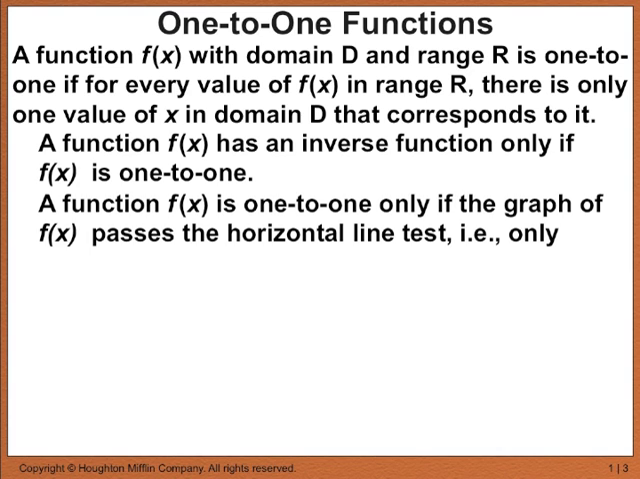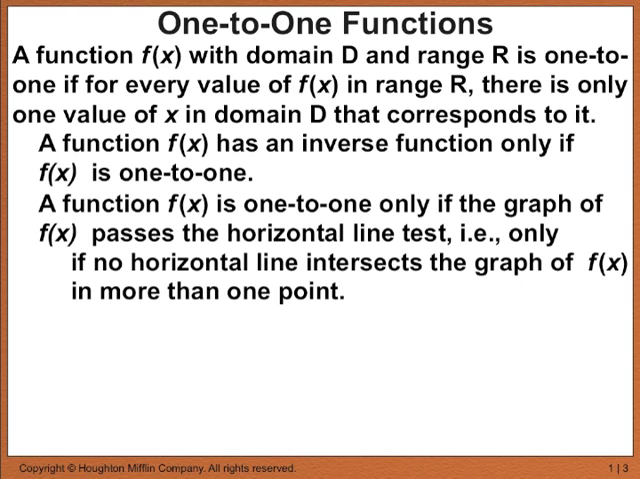A function f of x is 1-to-1 only if the graph of f of x passes the horizontal line test. That is, only if no horizontal line intersects the graph of f of x in more than one point. We've seen the vertical line test to see whether something is a function or not. Once you know that something's a function, you can further apply the horizontal line test to see if that particular function is a one-to-one function.